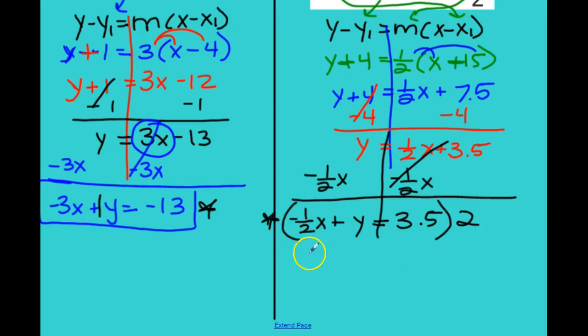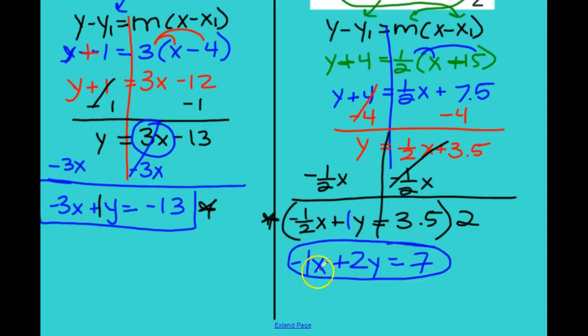1/2 times 2 would give us just 1, so it's negative 1x. 1 times 2 is 2, and 3.5 times 2 is 7. So this would be the best answer that your answer key would give, and that would be on the NCA. This is technically correct. I would accept this on a test, but we just don't want the fractions or decimals.